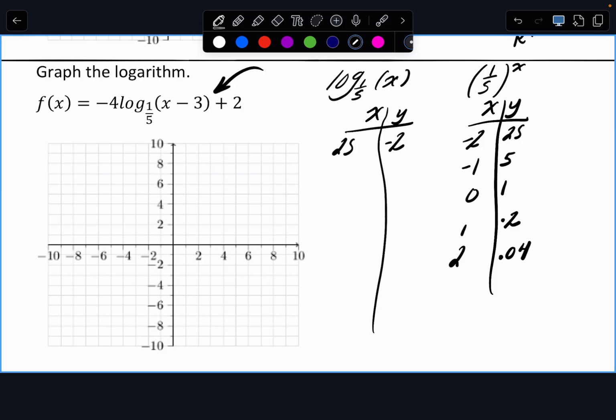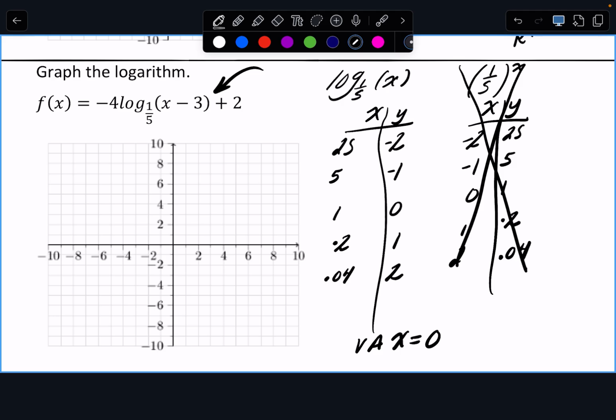25, -2; 5, -1; 1, 0; 0.2, 1; 0.04, 2. And then I recommend crossing it out so you're not tempted to use it. And now we just perform the shifts. Okay, I'm just writing this down. Currently, our vertical asymptote of our parent function is at x equals 0. What is the new vertical asymptote at? 2. Wait, -3. No, -3 because it's x plus 3.